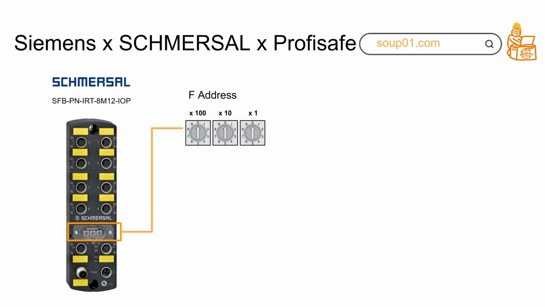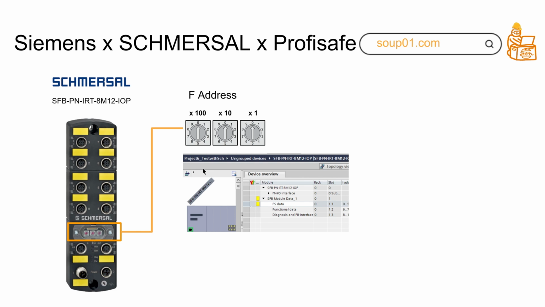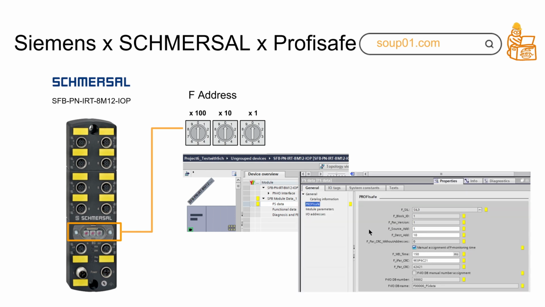And there is a loader switch to allow you to set the F address. Because we're using Profisafe, we need an F address. After you configure the F address, you can go to the TIA Portal and set the address that you set from this loader switch to this F destination address.